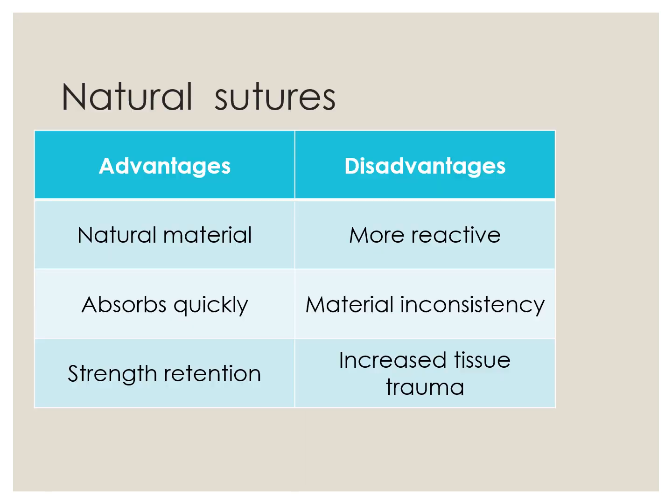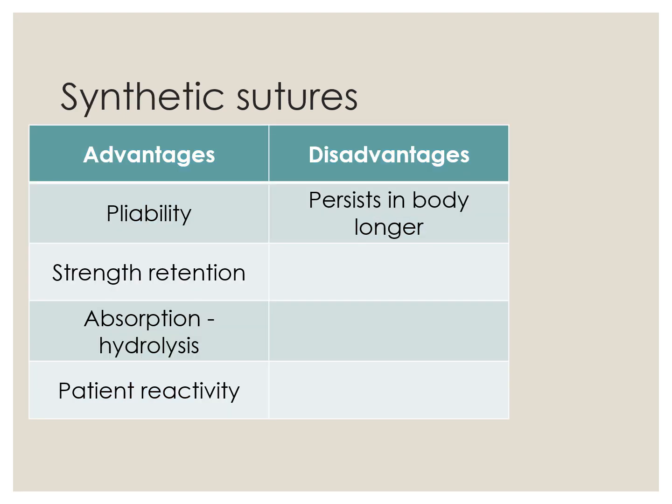Now, natural versus synthetic. So we'll see the advantages and disadvantages of natural sutures. The advantages of natural sutures are those are natural materials, get absorbed quickly, and strength retention is good. And disadvantages are it has more reaction, material inconsistency is there, there is increased tissue trauma. In synthetic sutures, the advantages are those are pliable, strength retention is good, absorption by hydrolysis, and patient reactivity is less. And disadvantages are they persist in body for longer time.